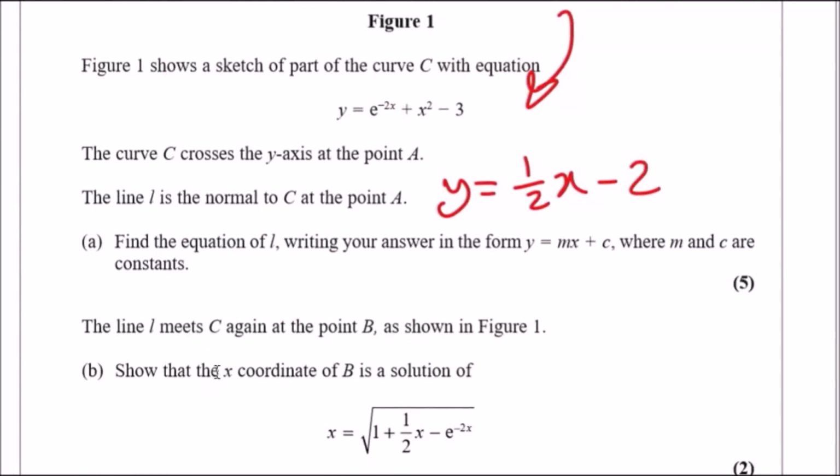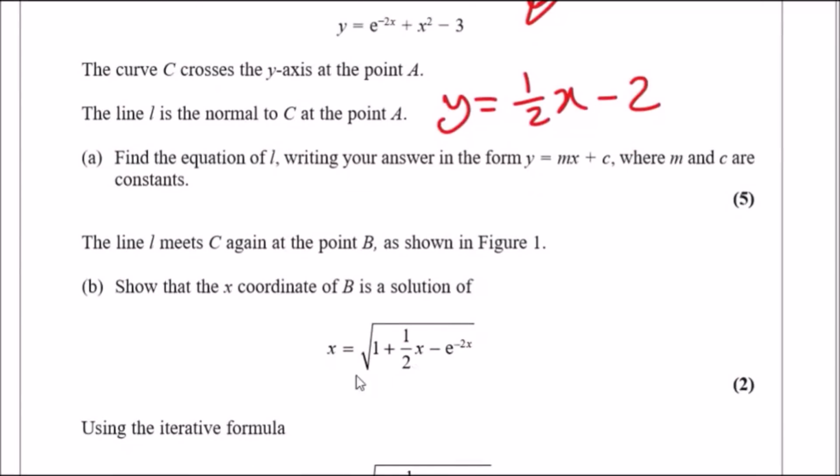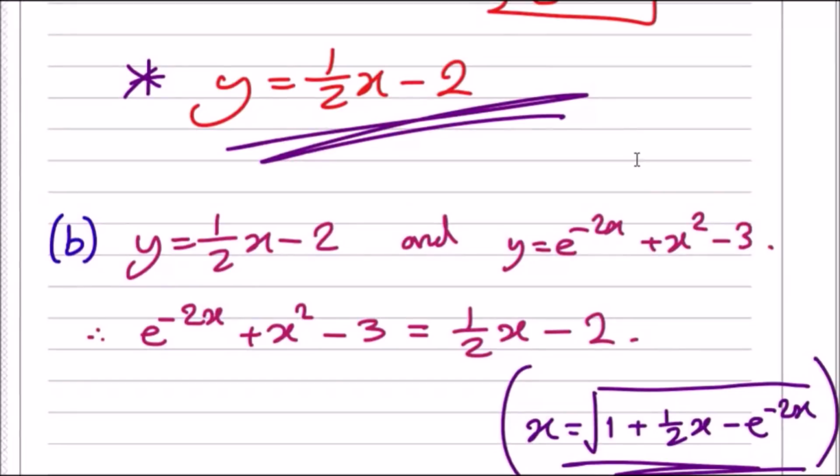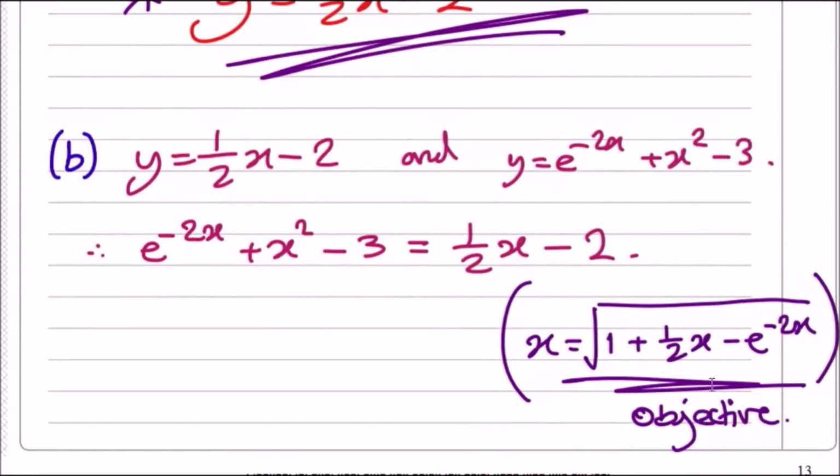Now, show that the x coordinate of B is the solution of this one. All they're doing here really is just rearranging these two equations, but they're not technically solving for x because we have x in multiple places. Okay, so let's have a look and just solve this simultaneously, see if we can prove this result. Now, part B. So I've already started off like this, and this is the objective.